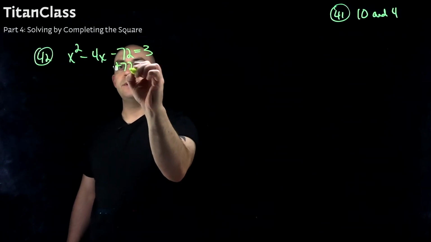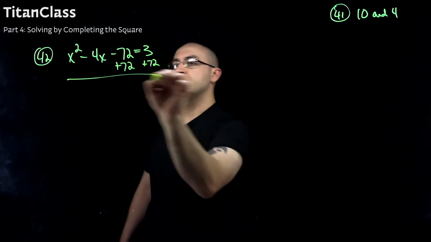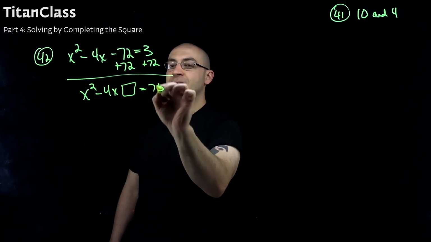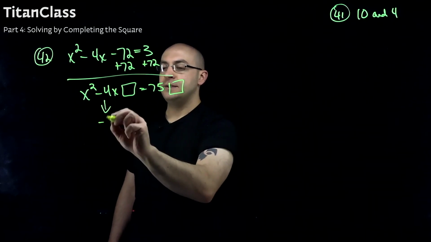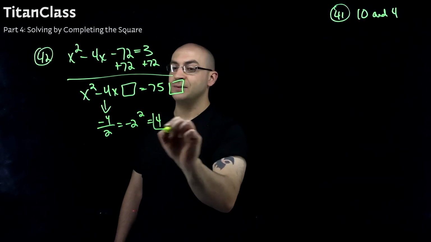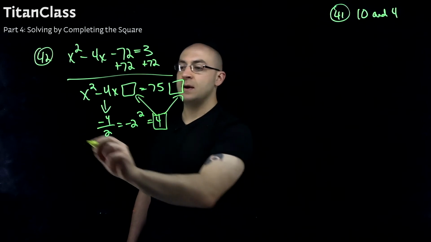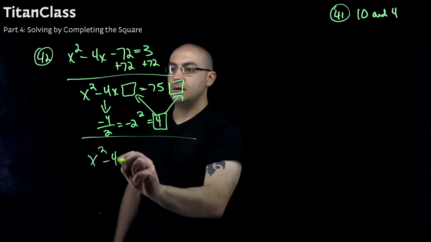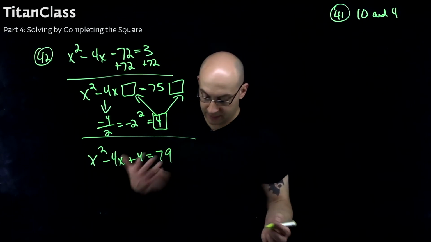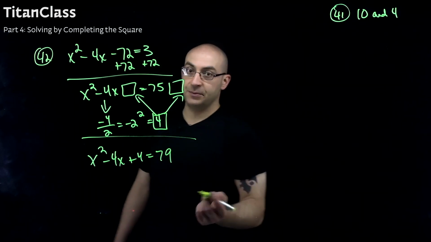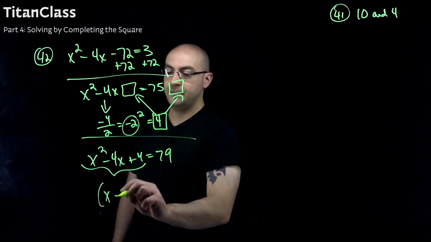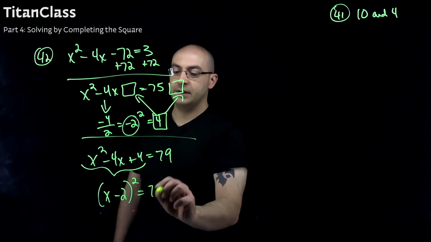Okay, we will add 72 to both sides. My glasses are in the way. X squared minus 4x equals 75. Take the negative 4, divide it by 2, negative 2, square the result, which is positive 4. That's the number that completes the square. X squared minus 4x plus 4 is going to equal 79. Okay, that's not a really great number, but it's not factorable either with a perfect square. X minus 2 squared equals 79.